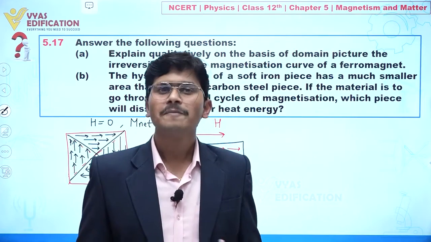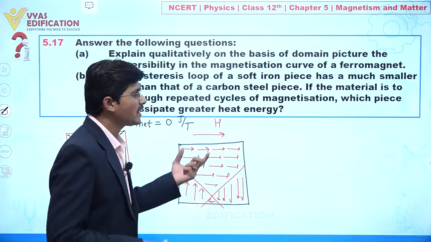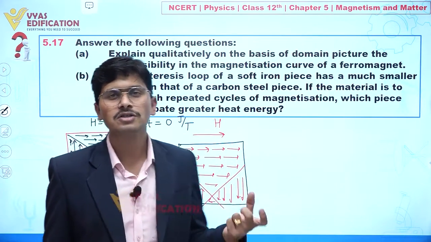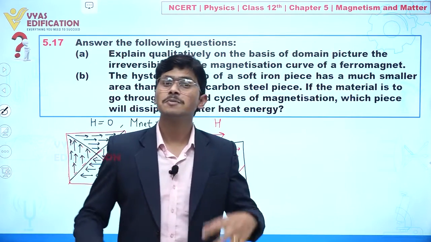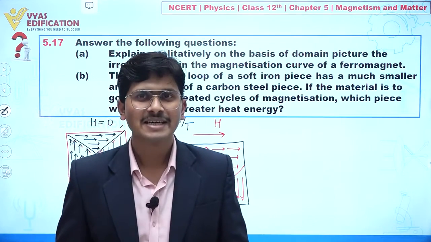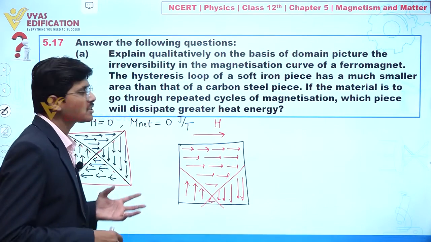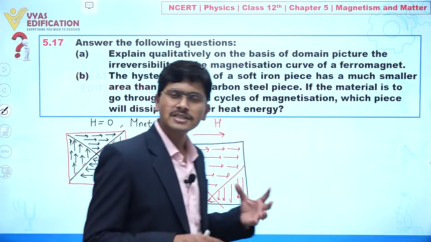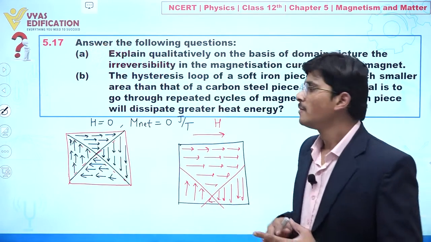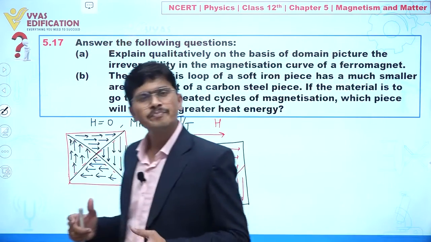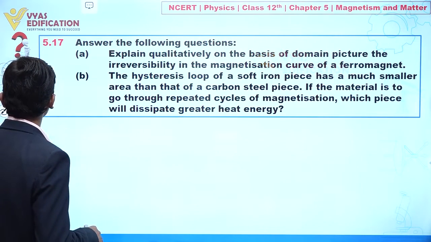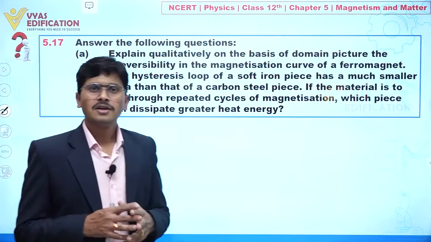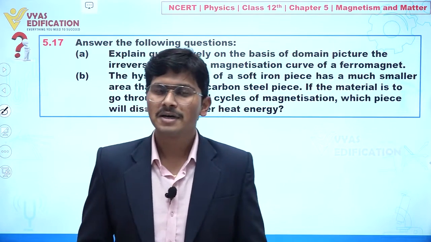It means we are getting some gap or difference in energy. That difference of energy is dissipated in the form of heat, clear. So this is the concept of irreversibility, and this is a qualitative explanation based on domain theory, clear. So this is all about part number A, clear to everyone? Yes. Now I am going to discuss part number B.